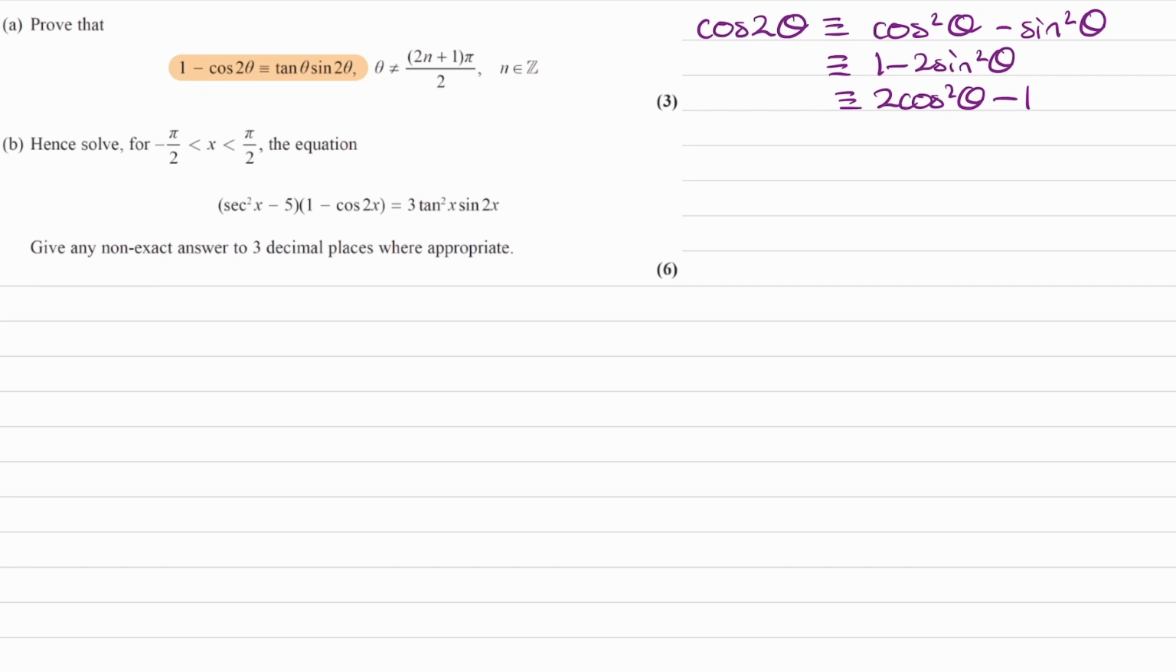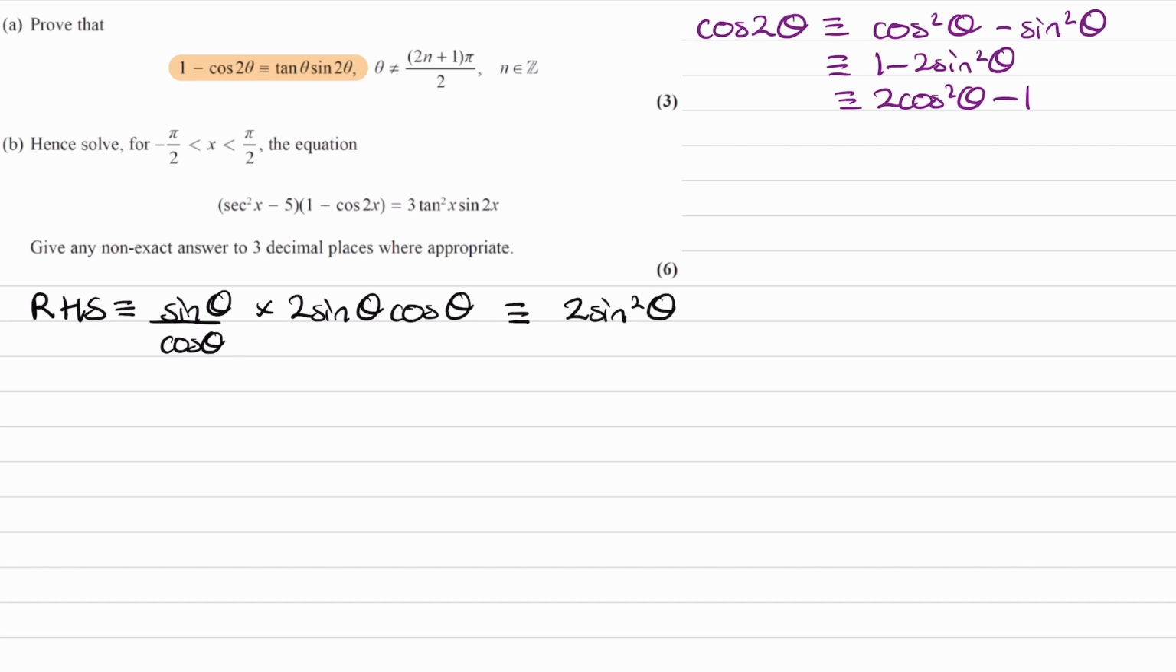And I think the best way to figure that out is to first manipulate the right-hand side of the identity. So, starting our proof, the right-hand side we can express as, tan theta is sine over cos, and the sine 2 theta is 2 sine theta cos theta. So then I can simplify this. The two cos thetas cancel out. We have one on the top, one on the bottom. And this then becomes 2 sine squared theta. Okay, so the left-hand side has to equal 2 sine squared theta.